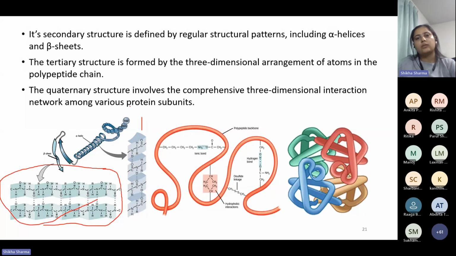So there, because of the formation of the hydrogen bond between the NH and C double bond O of two different amino acids, they are forming the hydrogen bond, and because of that, there is the helical structure. And in the beta sheets, it is arranged in the form of a sheet, where it can be C to N terminus or N to C terminus.